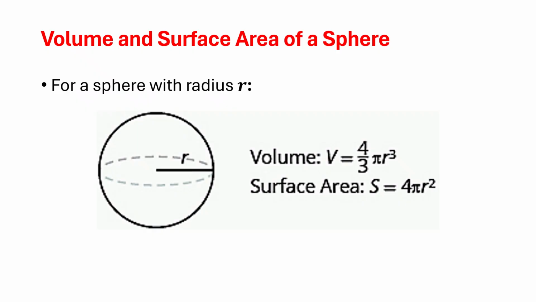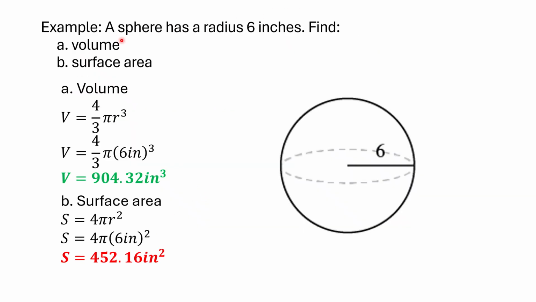For example, let's take this example. A sphere has a radius of 6 inches. Find A, volume, B, surface area. So using the volume formula of a sphere, we have V equal to 4 over 3 pi r cubed. Substituting the given radius, which is 6 inches, we got volume equal to 904.32 inch cube.